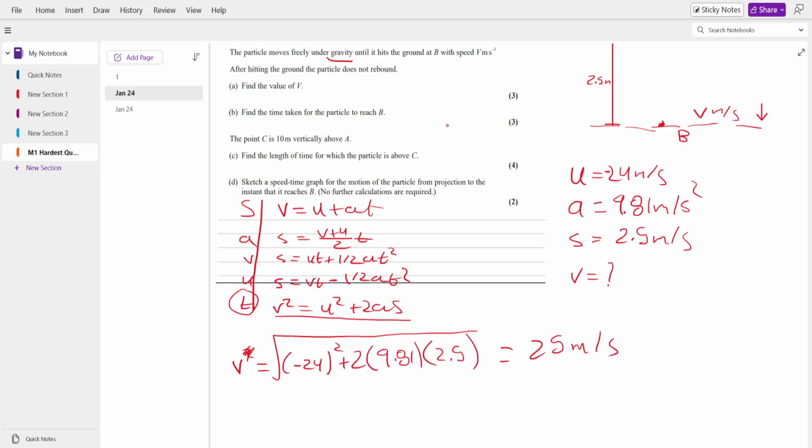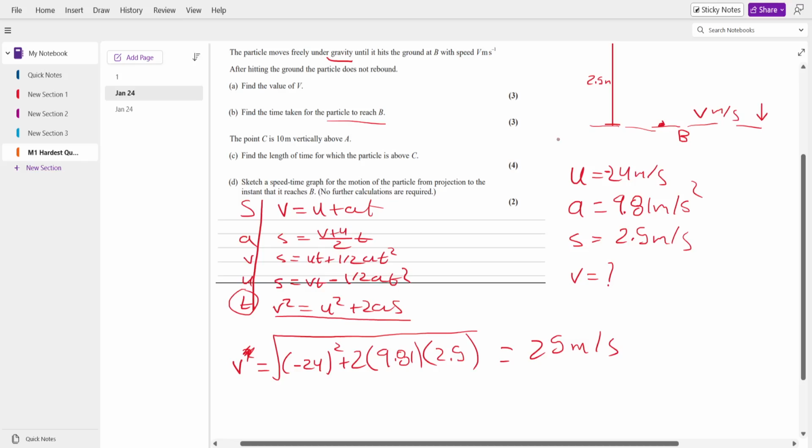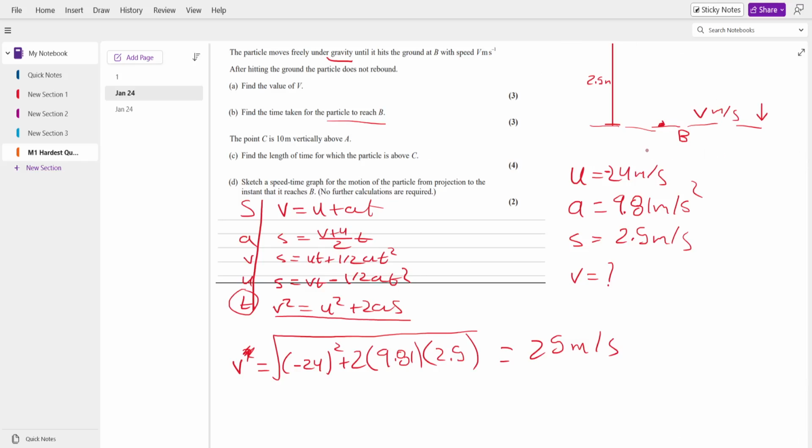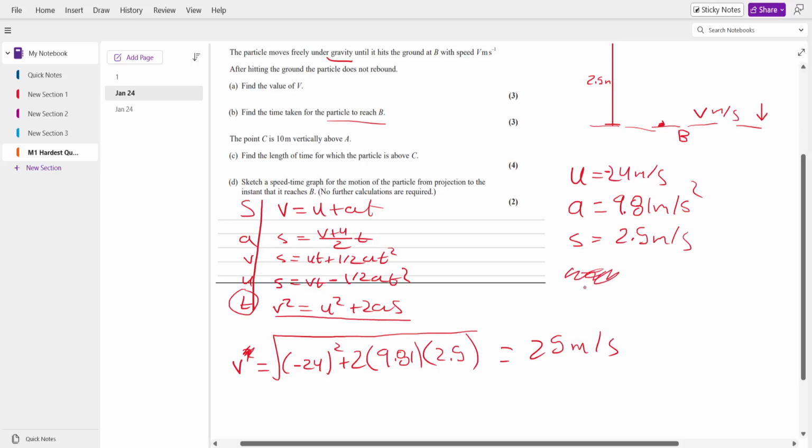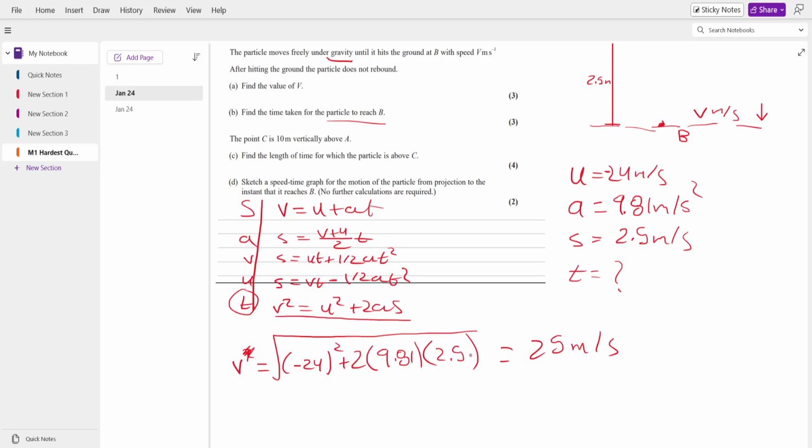Okay, so this is the first question. Let's read part B. Part B says, find the time taken for the particle to reach B. So the total time it took to reach B. In order to do that, I will again use my SUVAT equations, okay? However, this time I don't want V, I want T. So what is T?